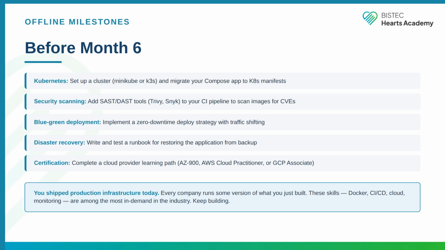The third is blue-green deployment. Implement a zero downtime deploy strategy where traffic shifts from the old version to the new version only after the new version passes a health check. The fourth is auto-scaling. Configure horizontal pod autoscaling in Kubernetes or equivalent auto-scaling rules in your cloud platform. The fifth is a disaster recovery plan. Document what happens if your database is lost, test a backup restore, and measure your recovery time objective.